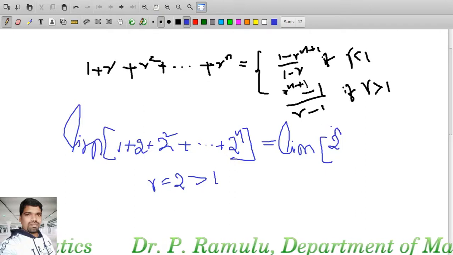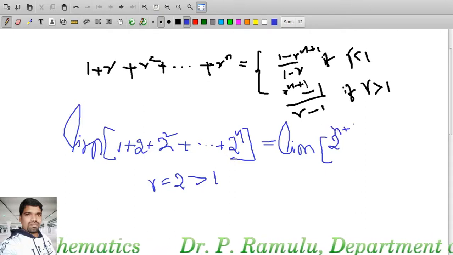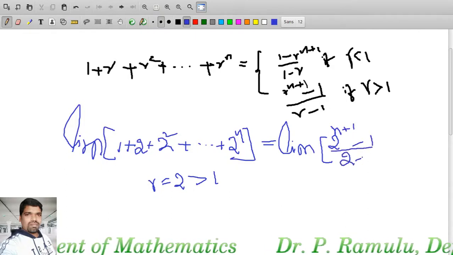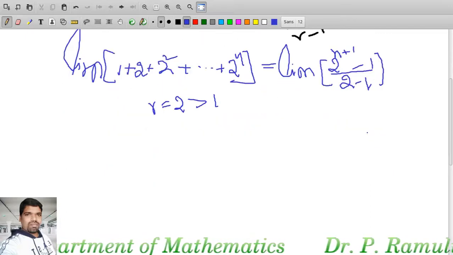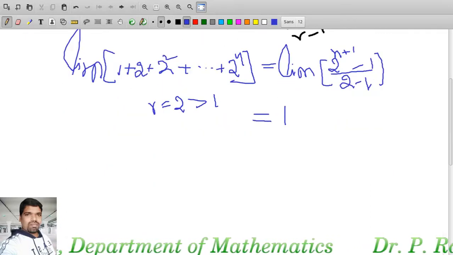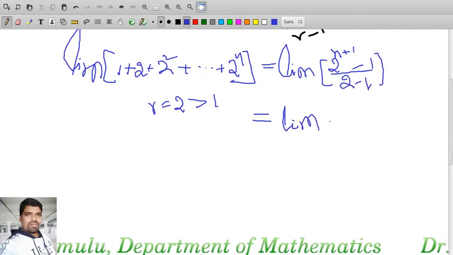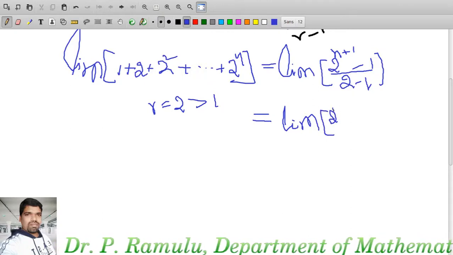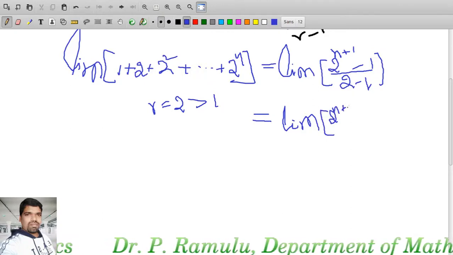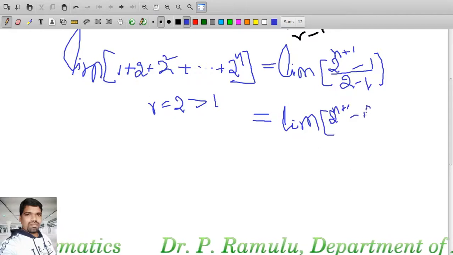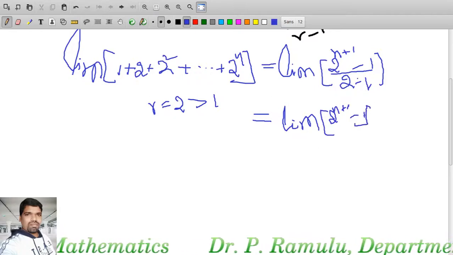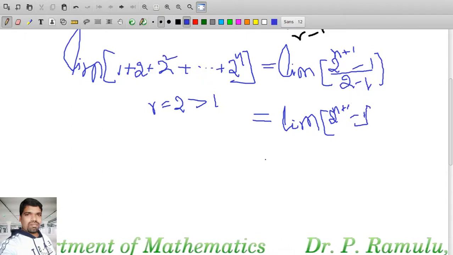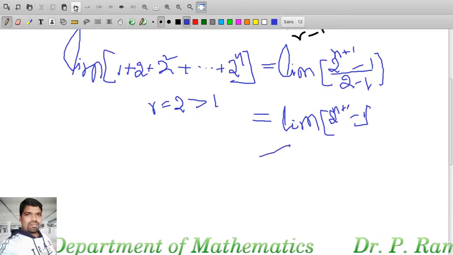2 power of n plus 1 minus 1 by 2 minus 1. That equals 2 power of n plus 1 minus 1 by 1 only, which is 2 power of n plus 1 minus 1. That equals, what happened here?